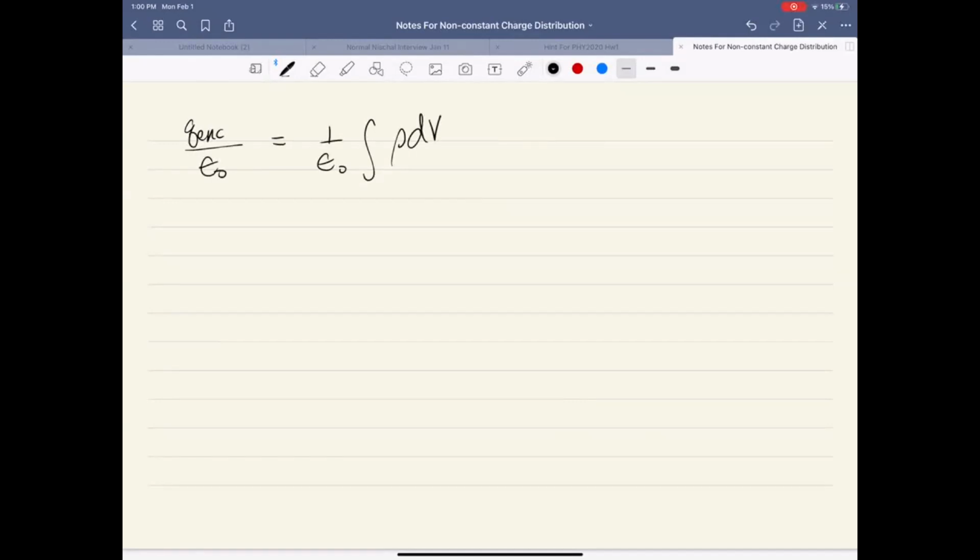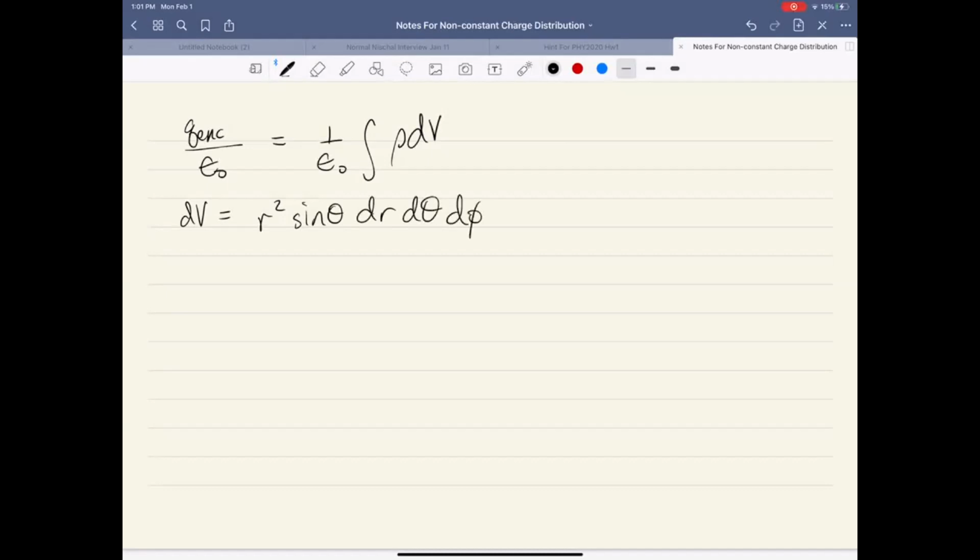Once I get to r greater than a, I would integrate not over my Gaussian surface, but over my real surface, because my Gaussian surface is bigger. So you integrate over either your Gaussian surface or your real surface, whichever is smaller. Here I'm going to integrate over my Gaussian surface because that one is smaller. All right, so this is rho dV. dV for spherical coordinates is r squared sine theta dr d theta d phi, from your Calc 3.